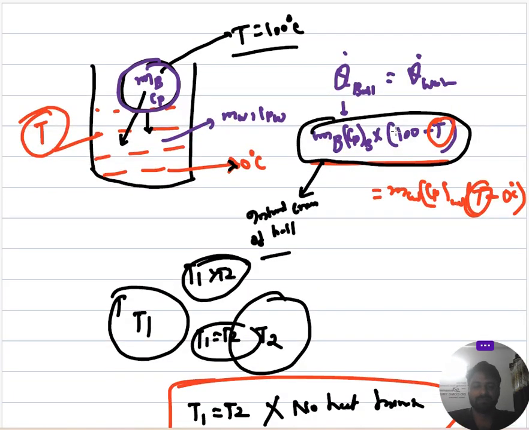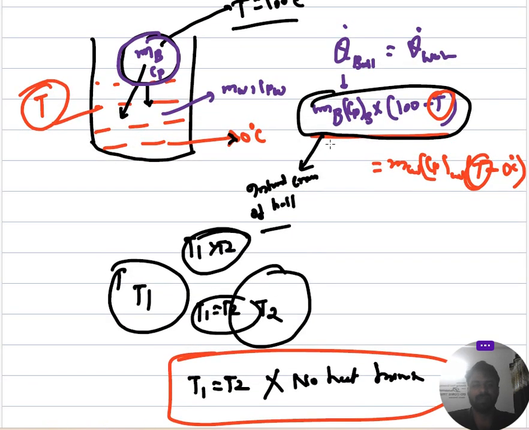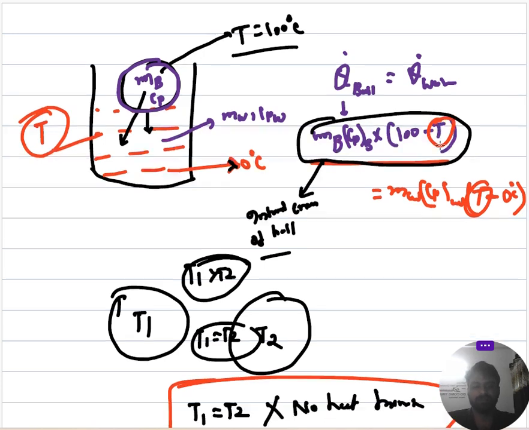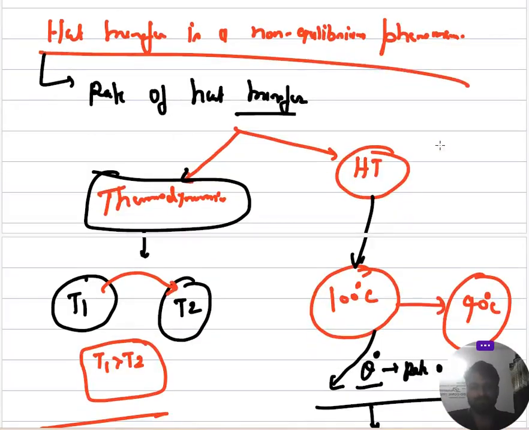Here is another application of heat transfer, where a metallic ball having mass mb and heat capacity cp is placed in water. The temperature of the water is 0 degrees centigrade, and the temperature of the metal ball is 100. Due to this, the metal ball will lose heat and the water will gain heat. The temperature of the metal ball with respect to time will fall, and the temperature of the water will increase. From here you can balance the heat: Q lost by the metal ball will be equal to heat gained by the water, right? This kind of thing can happen.